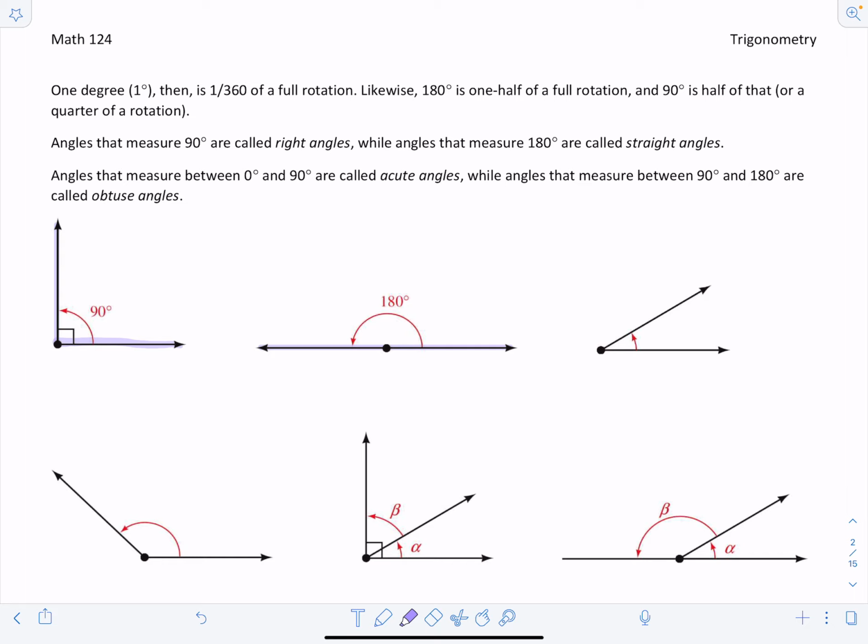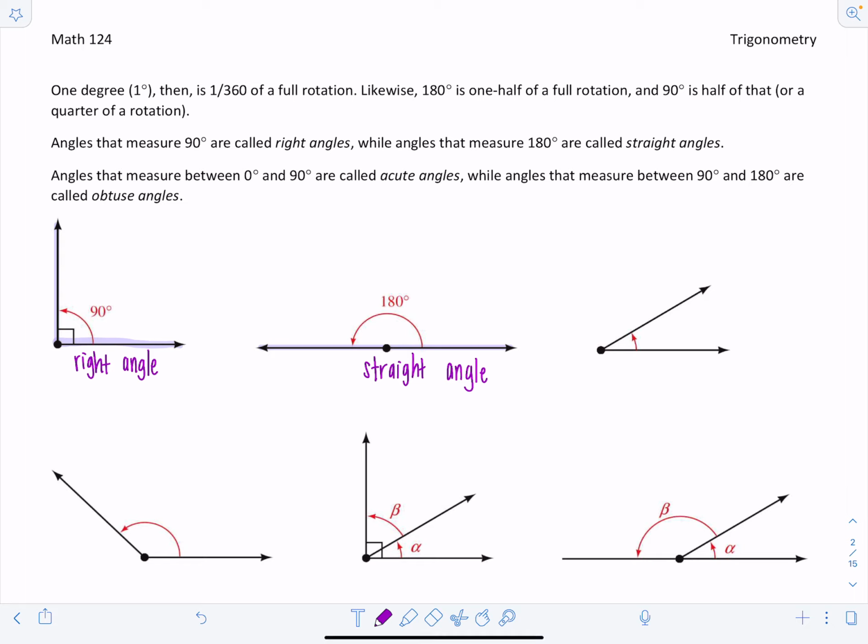Now, angles that measure 90 degrees are pretty popular, and they're called right angles. You've probably heard that before. And angles that measure 180 degrees are called straight angles. Just think because they make a straight line.